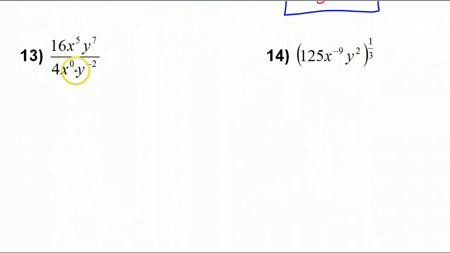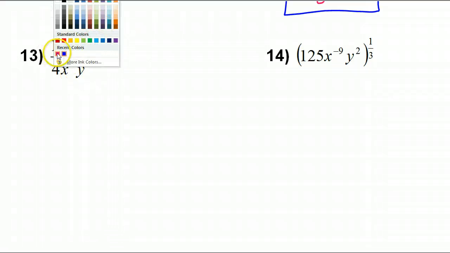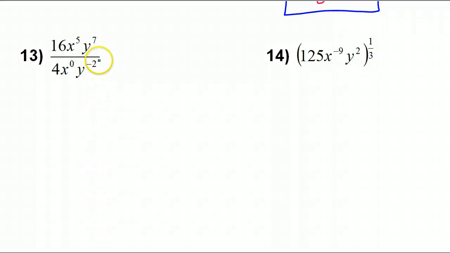Okay, number 13. Now, first of all, anything with a negative exponent needs to move to the other side of the fraction. So this y to the -2 power is going to move up. Everything else is going to stay right where it is. So I'm just going to recopy this problem unchanged.